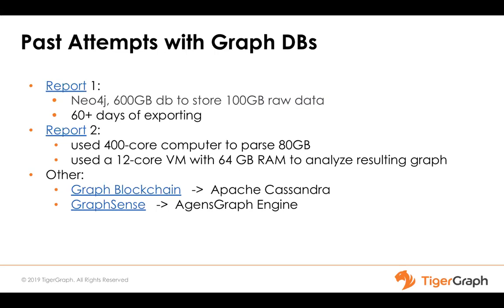Another report ended up using a 400-core computer to parse just 80 gigs and had to use a 12-core virtual machine and 64 gigs of RAM to analyze the resulting graph. So the point here is that it required pretty intense hardware in order to just maintain the graph, as well as perform some basic analysis and queries. Because of this, there are entire companies that are based off putting blockchain on a graph database. One is Graph Blockchain, which uses Apache Cassandra. Another is GraphSense, which uses the Agents Graph engine.